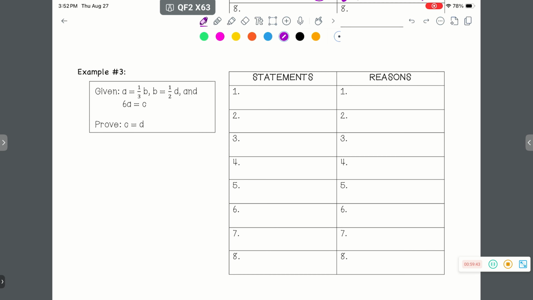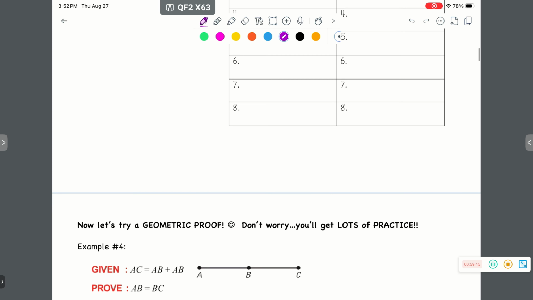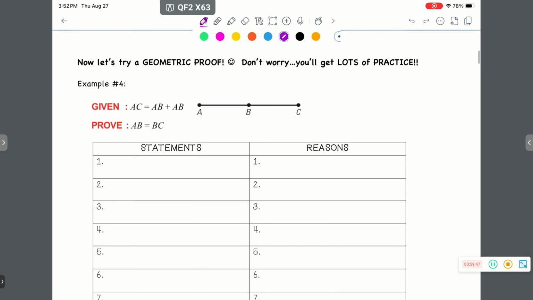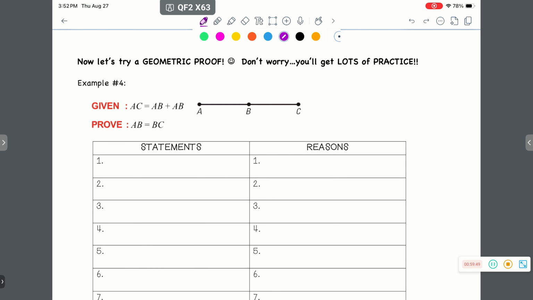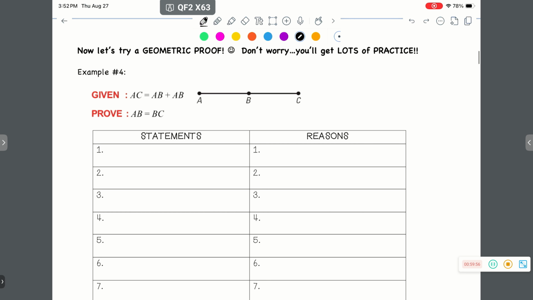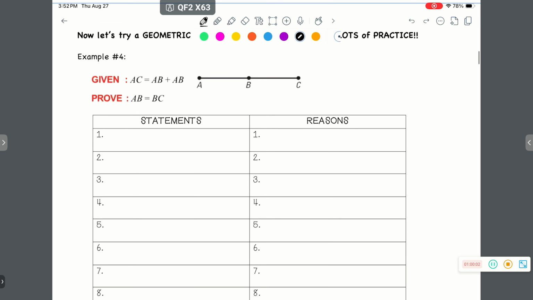All right. Do you think we can try some geometric proofs now? So you can control the panel. It's okay. You can go back and look for it. All right, here we go. Turn the page. This is the most important part. Now we're actually going to do geometric proofs.